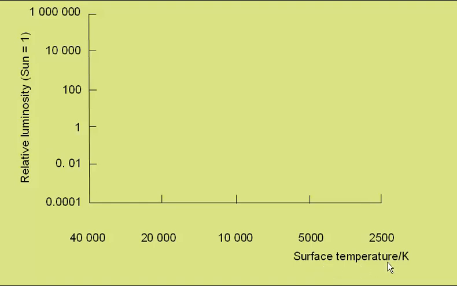Now this is quite unusual in that the temperature actually increases in this direction, and you'll see that equal distances on the graph equate to a doubling of temperature. This is not a linear graph. So we go from 2,500 to 5,000, double to 10,000, double to 20,000, and so on.